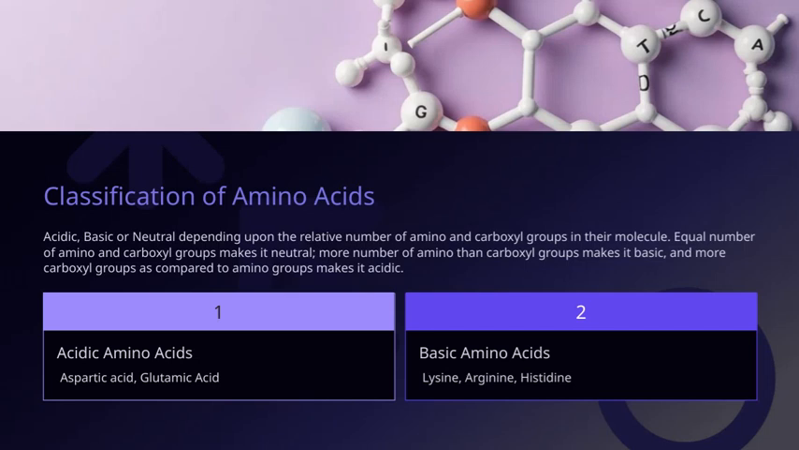Let's take a closer look at the classification of amino acids. First, we have the basic amino acids, which include lysine, arginine, and histidine. These are called basic because they tend to have a high pH and can accept protons. Next, we have the acidic amino acids, such as aspartic acid and glutamic acid.